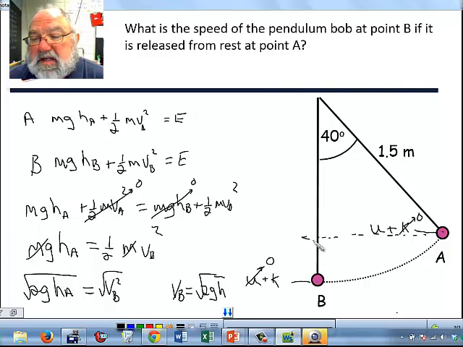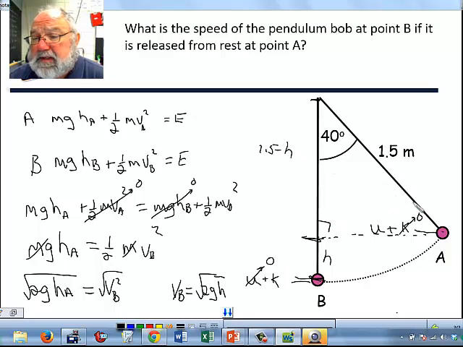Well, this distance here is h. So we have to figure out what h is. Well, this total distance is 1.5 meters. So what we have is this triangle that's been constructed, where this side right here is 1.5 minus h.